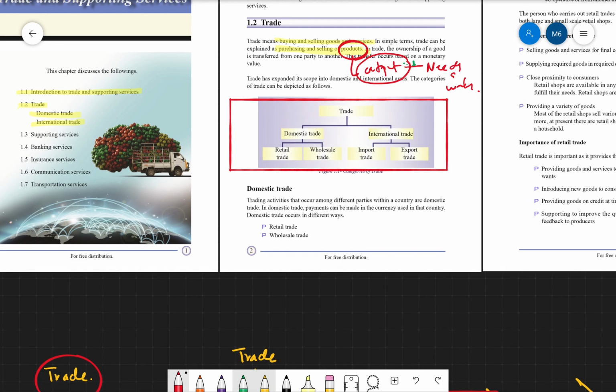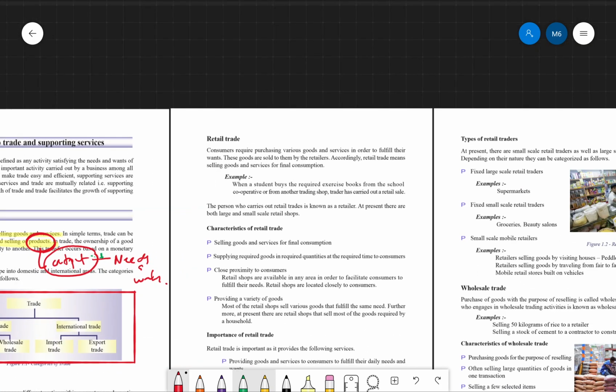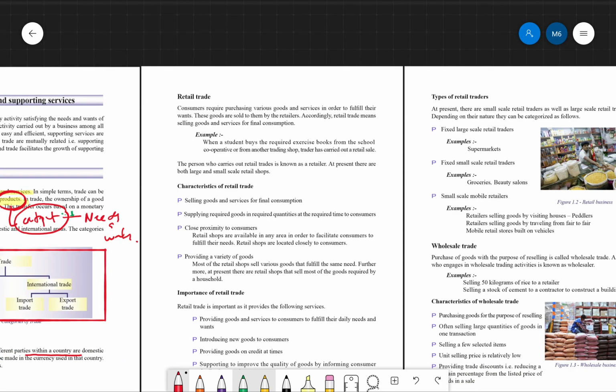So the types: domestic trade. What is domestic trade? You do business within a country. The main two are retail and wholesale trade. What is retail trade? The main idea of retail trade is that the person purchases for final consumption. The goods and services are sold for final consumption. You can see the characteristics mentioned: selling goods for final consumption and in the required quantity.